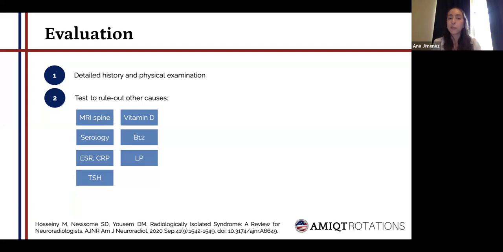B12, because of what I mentioned previously, that the subacute combined degeneration syndrome is associated with T2 white matter changes, and the lumbar puncture to rule out inflammation on the CSF. So we can test for oligoclonal bands, the myelin basic protein, an elevated IgG index; the presence of elevated proteins and pleocytosis are all associated with inflammatory conditions.